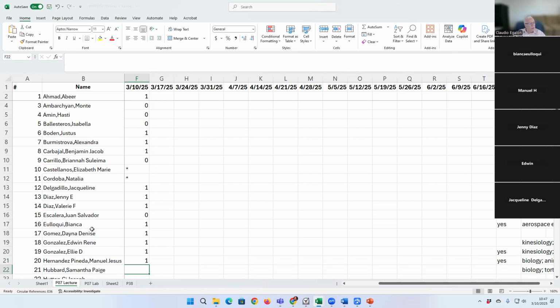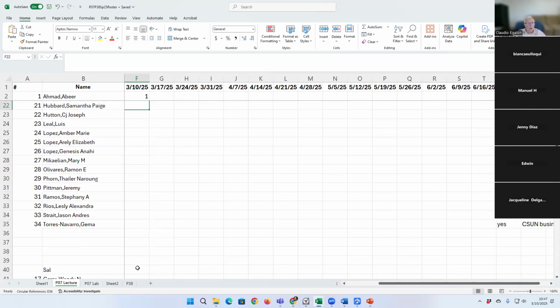Doesn't look like Samantha is here. CJ, are you there, CJ? Doesn't look like CJ is here. Luis Leal. I don't see Luis either. Amber Lopez. Are you there, Amber? Doesn't look like Amber is here. Arely Lopez. I don't see Arely either.